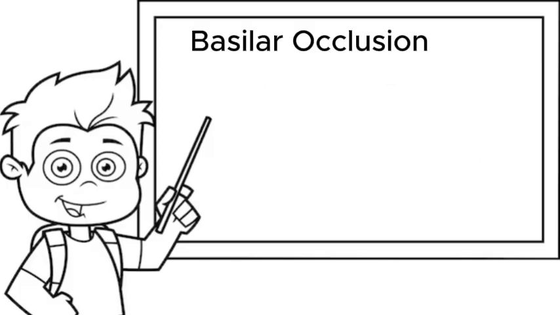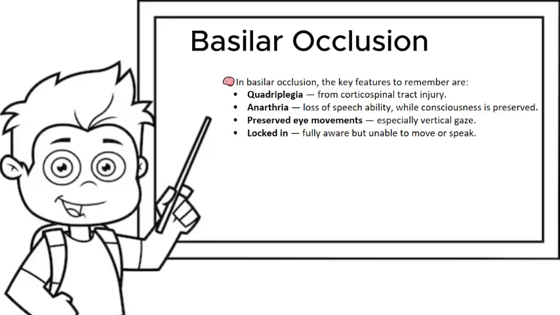In basilar occlusion, the key features to remember are: 1. Quadriplegia from corticospinal tract injury. 2. Anarthria, which is loss of speech ability while consciousness is preserved. 3. Preserved eye movement, especially vertical gaze, because the midbrain is spared. 4. The patient is locked in, which is tragic. They are fully aware, but they are unable to move or speak.